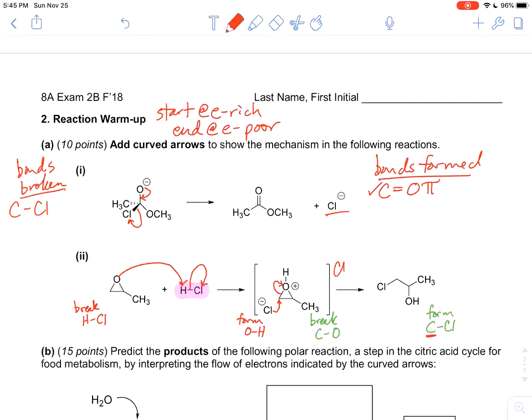You'll learn more about this reaction in chapter 18 in Chem 8B, but it's pretty similar to the epoxide opening reaction you learned in chapter 8. And by the way, the one up above here, you'll learn in chapter 21. That's Chem 8B material as well.